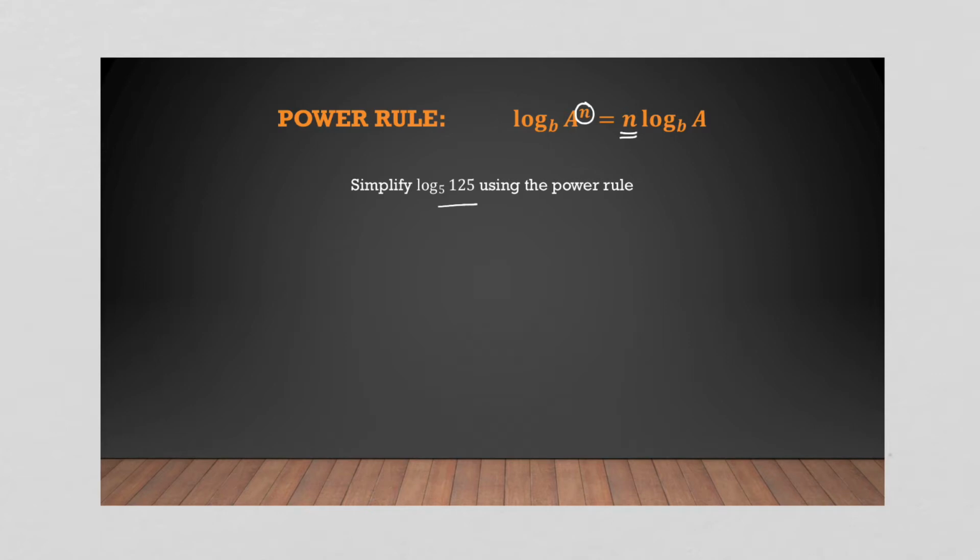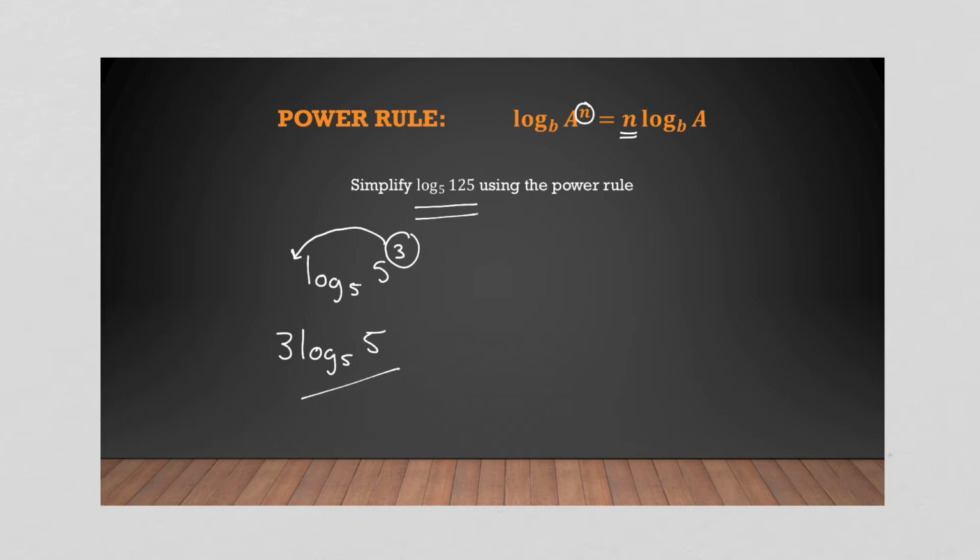So here you have log base 5 of 125. Well, what does that give us? That gives us log base 5 of 5 to the power of 3, because 5 times 5 is 25, and then times 5 is 125. And then what you can do once you get that exponent is it can come down to the front of the log. So now you have 3 log base 5 of 5.